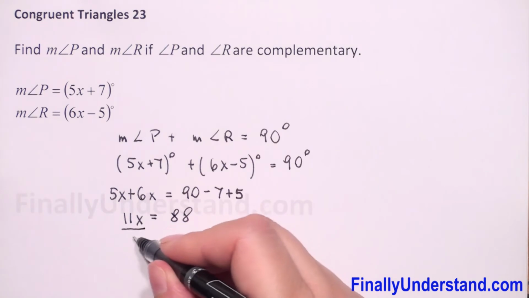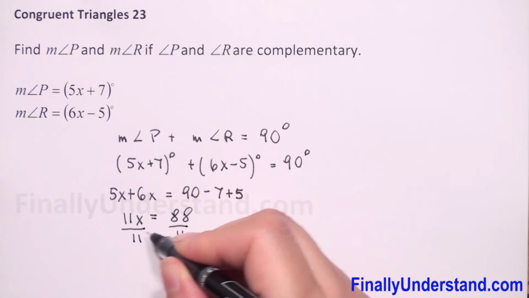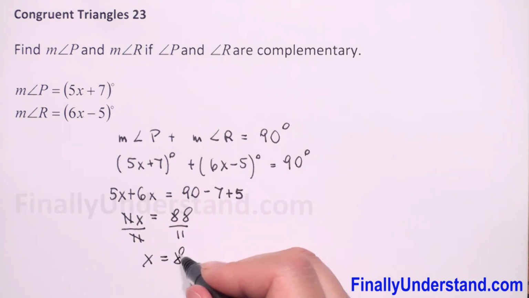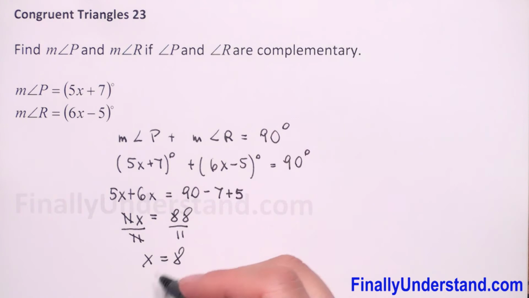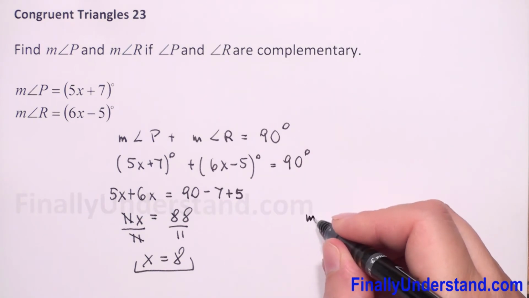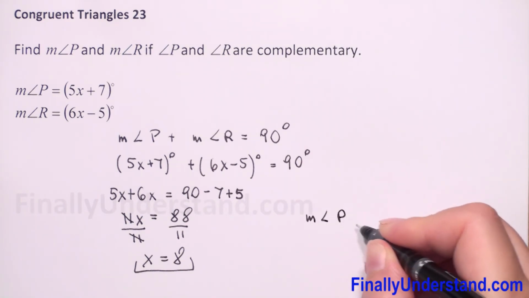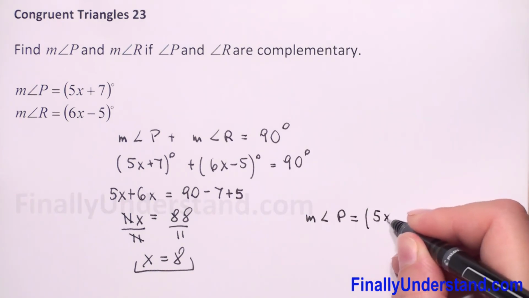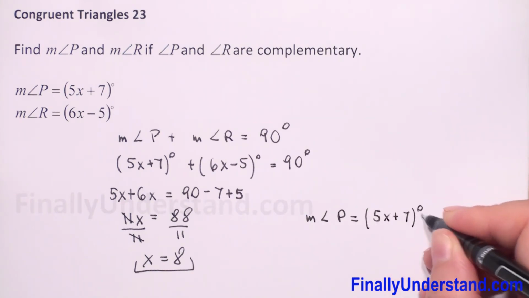Now we will divide both sides by 11. 11 and 11 we can reduce, and we have that x is equal to 8, because 88 divided by 11 is 8. So we found x. Now we can find the measure of angle P, which is equal to 5x plus 7 degrees.